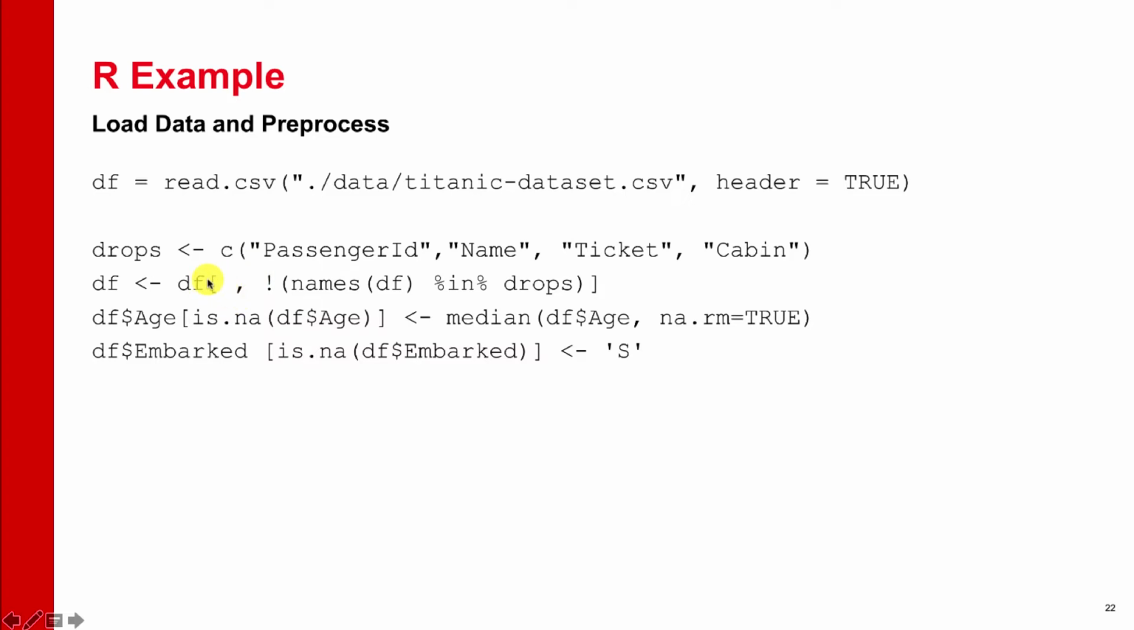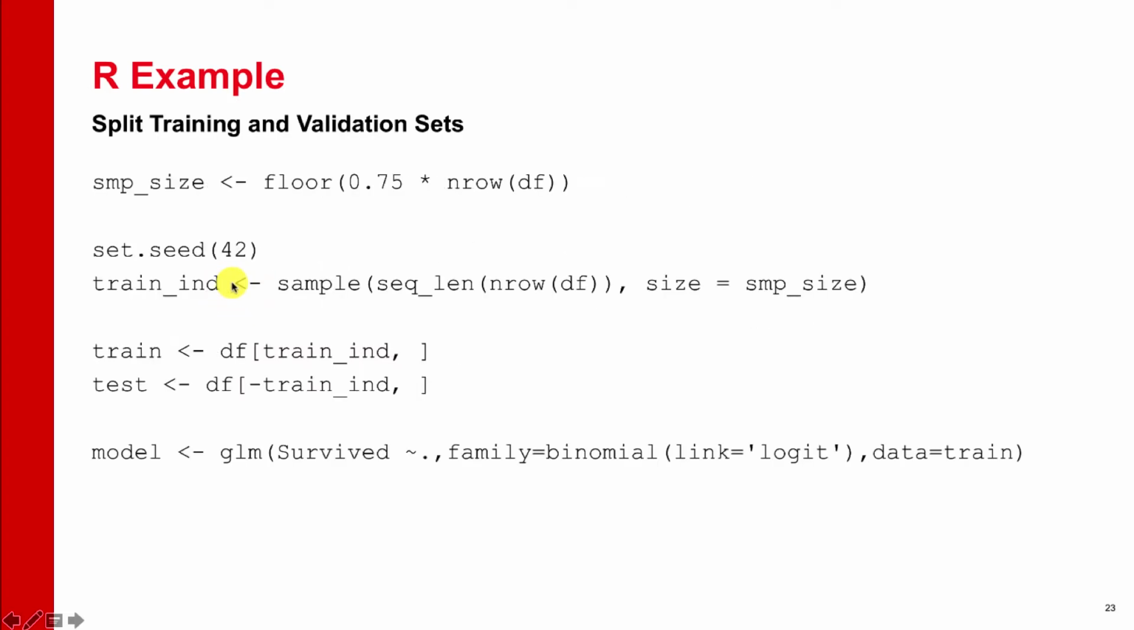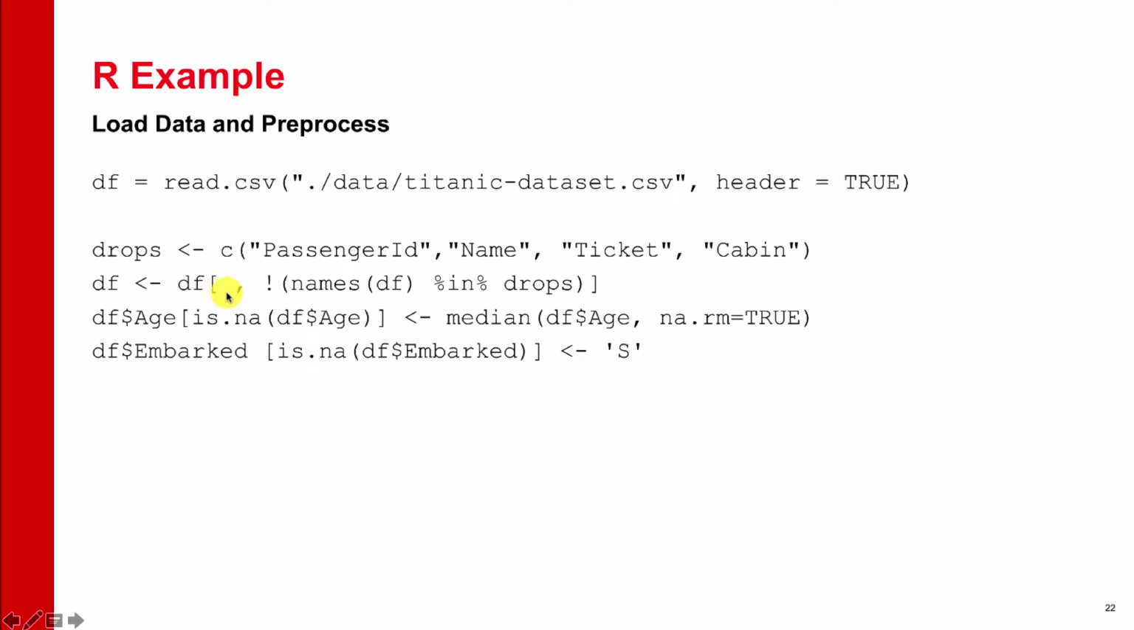This is vector or matrix notation right here. That's a space. You would put a colon there in many other languages. This just means all rows, but then these columns only, only the columns that are not in the drops. The age I'm going to fill in with the median. It's important on the median to specify that you do not want the NA values to contribute to the median because they will cause the median to be incalculable.